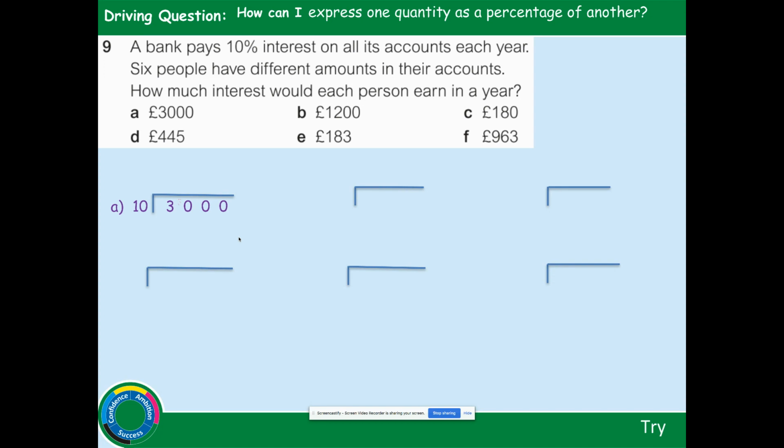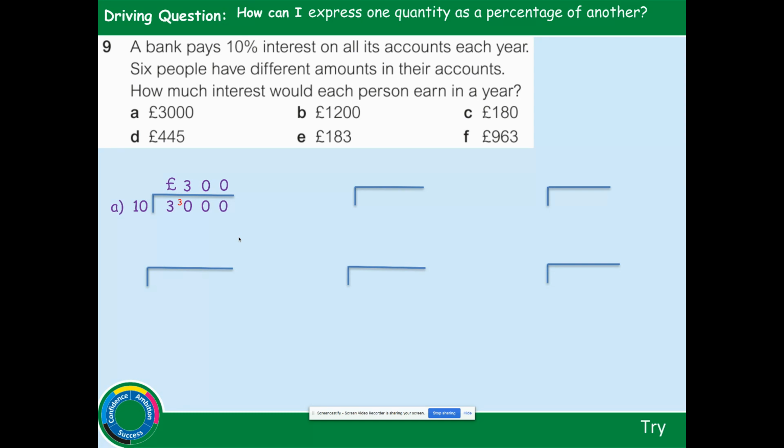10 into 3 doesn't go, so we go 10 into 30 is 3 times. No remainder, but we've still got to do 10 into 0, 10 into 0. And we're talking money, so it's pounds. So that person that has £3,000 in the year, they'll earn £300 extra. Okay, that's 10% extra that they've earned. So at the beginning of the year, they would have had £3,000. At the end of the year, when the interest is paid, they would have £3,300.